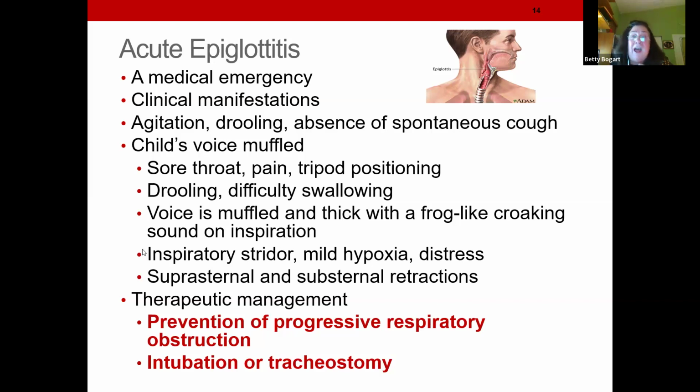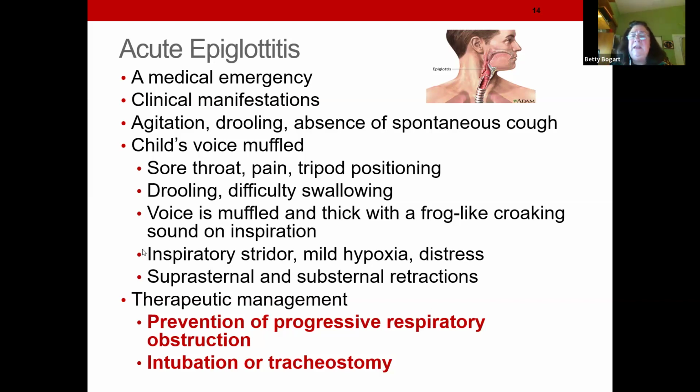Well, because you're not getting enough air, you're starting to get agitated. That's the hypoxemia that's going on. You can't swallow because of all of that swelling, so you're drooling. You're not going to be able to cough. These children will have this frog-like, muffled sort of talking. They can't talk normally because it's so swollen back there.